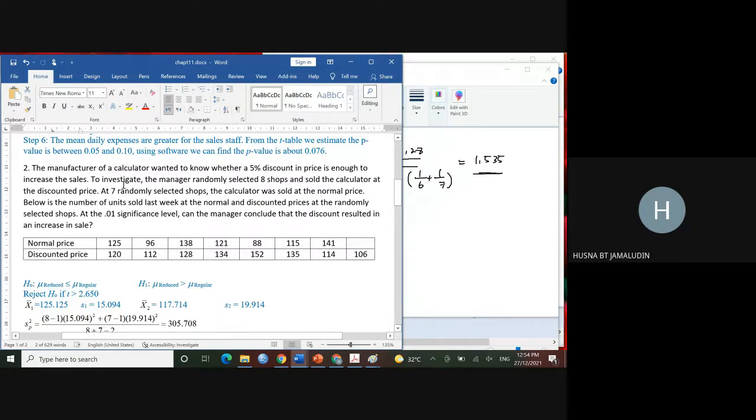To investigate, the manager randomly selected 8 shops. So when we talk about randomly selected, you are talking about a sample, right? 8 shops, and sold the calculator at a discounted price. So you have 8 shops where the manufacturer will sell the calculator at a discounted price. And then at 7 randomly selected shops, the calculator was sold at the normal price.